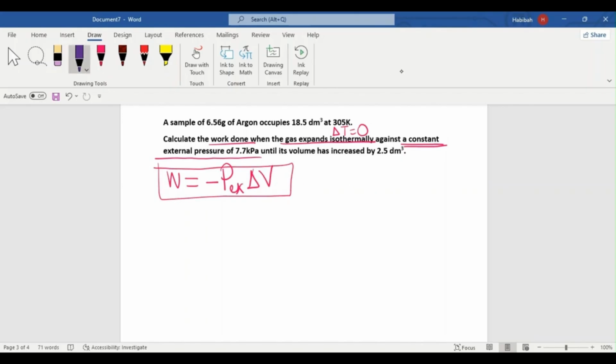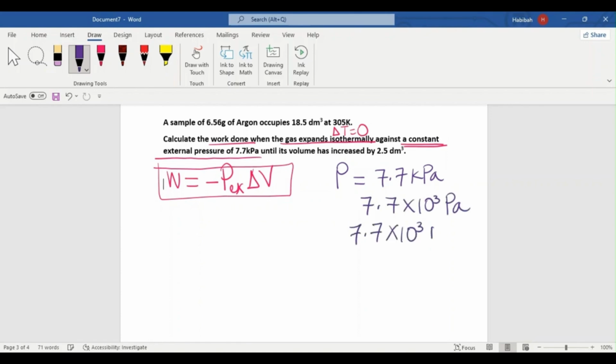pressure. In this case, we know our pressure that we're given is 7.7 kilopascal or 7.7 times 10 raised to the power of 3 pascals, which is also the same thing as saying 7.7 times 10 raised to the power of 3 Newton per meter squared. Because basically, Newton per meter squared is the same thing as just Pascal. So that is the first thing you have to note.